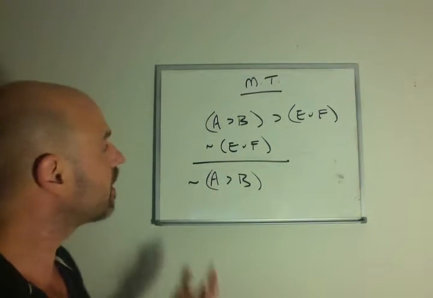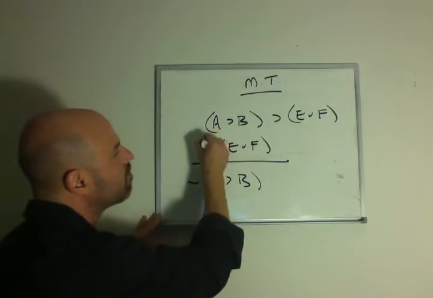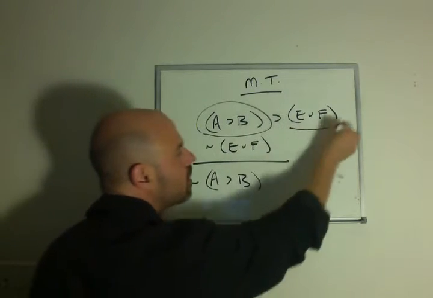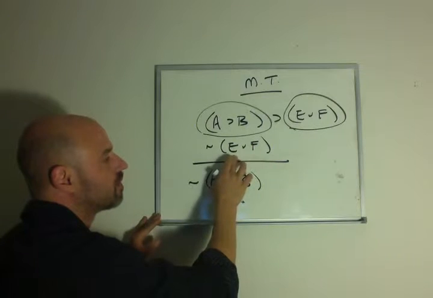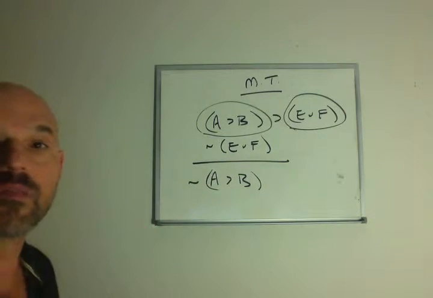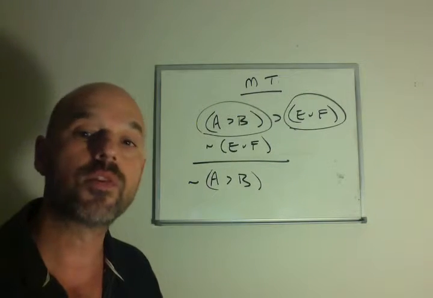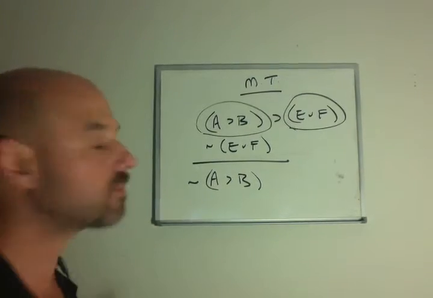So again, think of this in terms of P's and Q's if that's helpful. This is like saying P implies Q, not Q, therefore not P. This is modus tollens. So now we have two rules. Now we have two valid patterns. So let's do another example of a proof.